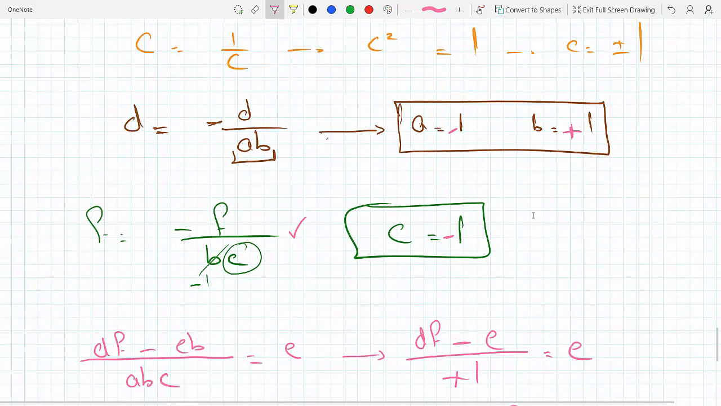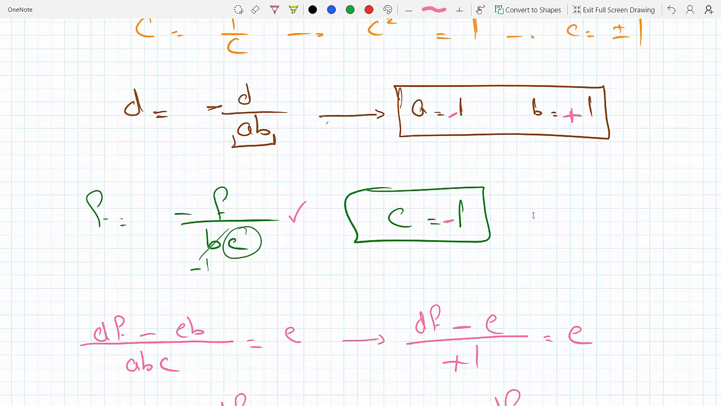Let me go to the third choice. What if I pick A to be minus 1 and B to be minus 1? This is the only option I'm left with. So we're going to make this minus 1. Okay, now I agree. When you stick this here, then you get D equals minus D over AB, right? Which is 1. AB is 1. So you get D equal minus D, right?